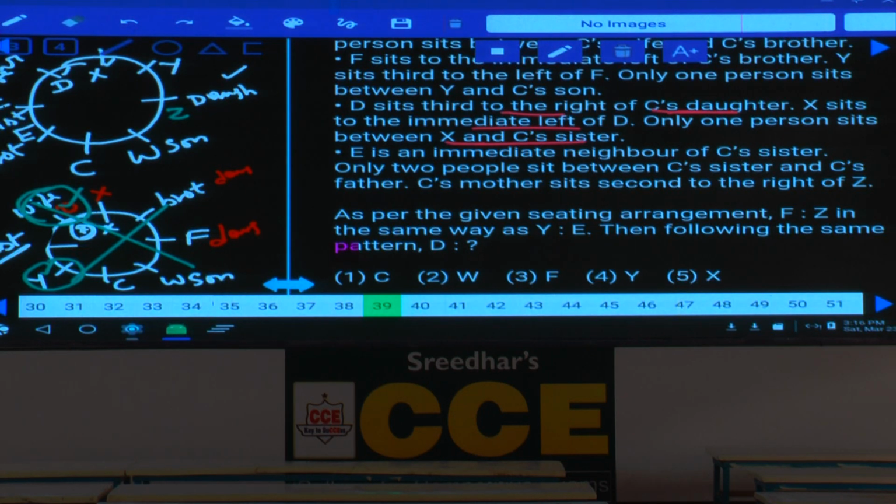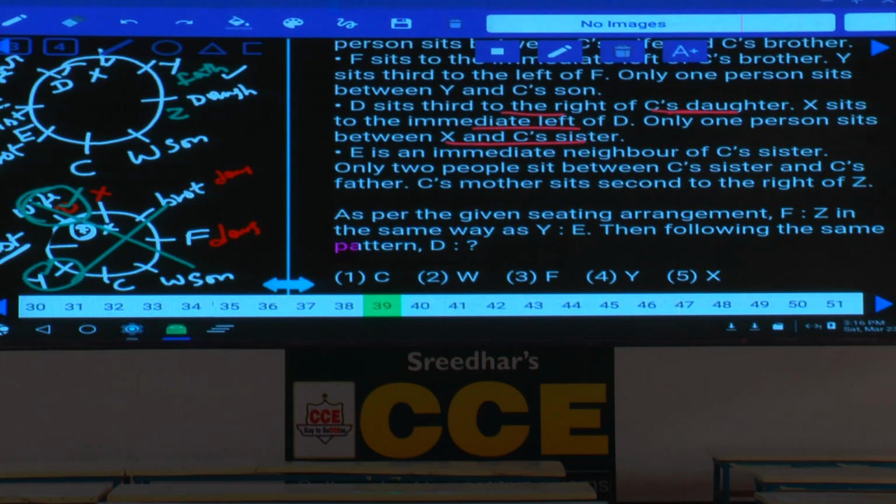Then only one person sits between X and C's sister. F is C's sister. Only two people between C's sister and C's father. Sister and father, there must be exactly two people. Hence, this father can be to the right hand side of F or left hand side. Right hand side is not possible because the son is already there. Hence, this Y is the father of this C, because there must be only two people between C's sister and C's father.